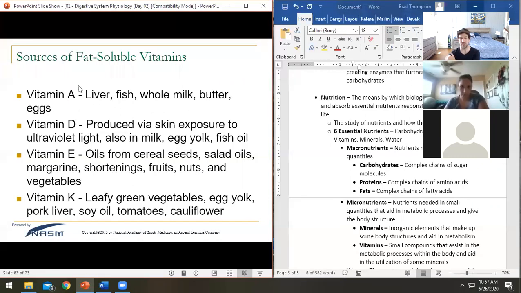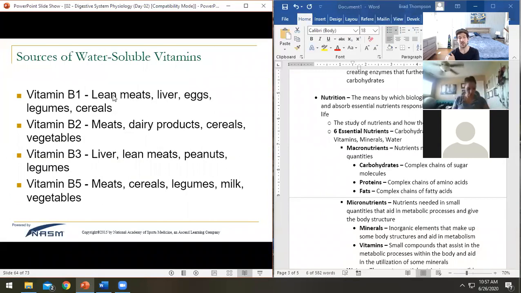Sources for vitamin A are things like livers, fishes, whole milks, and butter. There's a big list here. I'm actually not going to go through each of these because we're going to cover more of this in nutrition rather than our physiology class. But they're mentioned here. So here's some really good examples of fat-soluble vitamins. Here's some really good examples of your water-soluble vitamins.